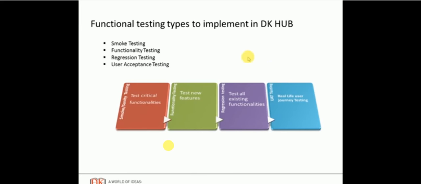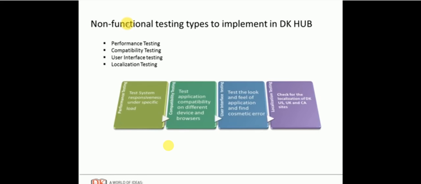So smoke testing, functionality testing, regression testing and user acceptance testing are part of functional testing that we covered earlier. The same applies for non-functional performance. I told you that load and stress are two types of performance testing. Then compatibility, and user interface testing is usability testing, and localization testing is checking localized things, like if there is an e-commerce site whose site is available for the British market and for the American market. And the same product is available for the British market and for the American market as well.